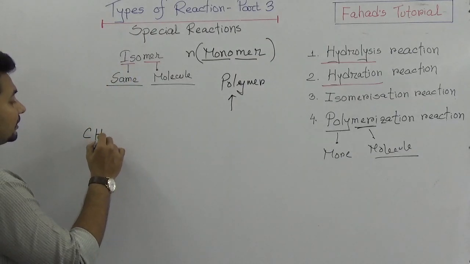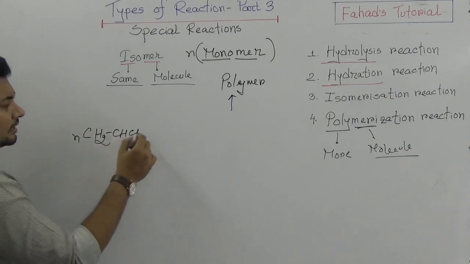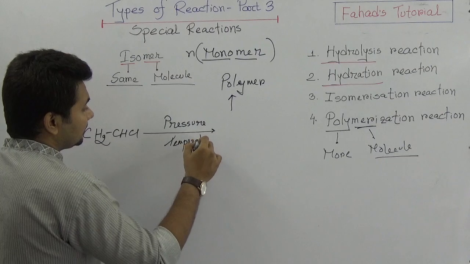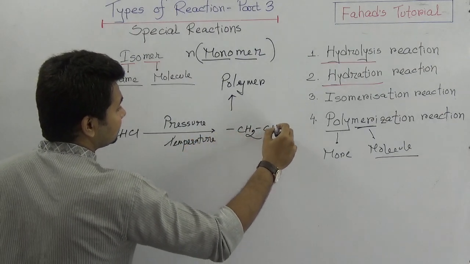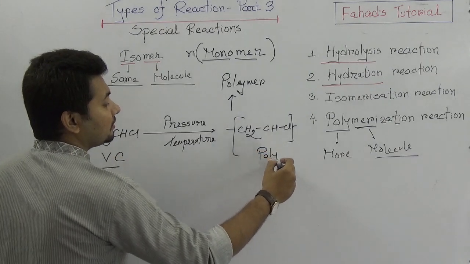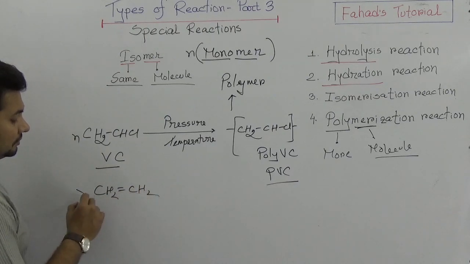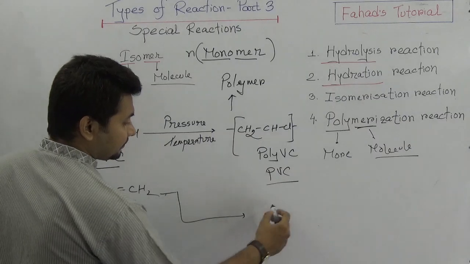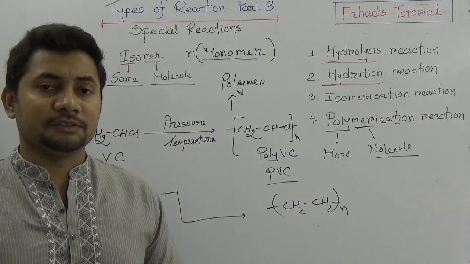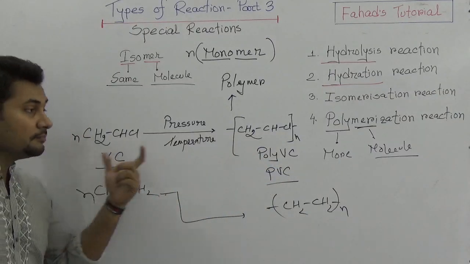Like think about vinyl chloride, CH2CHCl. When a number of vinyl chloride molecules are put together under huge pressure and temperature, they produce polyvinyl chloride, or you can say PVC. You think about ethene, that's CH2=CH2. A number of ethenes join together and then polyethylene is produced. So from vinyl chloride, polyvinyl chloride is produced.